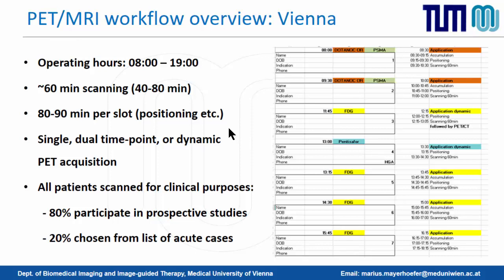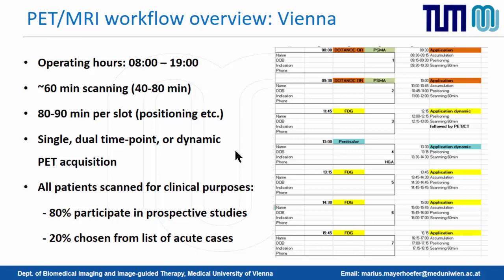If we use, for instance, a second tracer, then we will exceed the 1 hour and need an additional 10, 15 minutes or even 20 minutes. And we also agreed to limit the time per slot to 80 to 90 minutes. So here you can see what a normal day in PET-MR would look like for us.